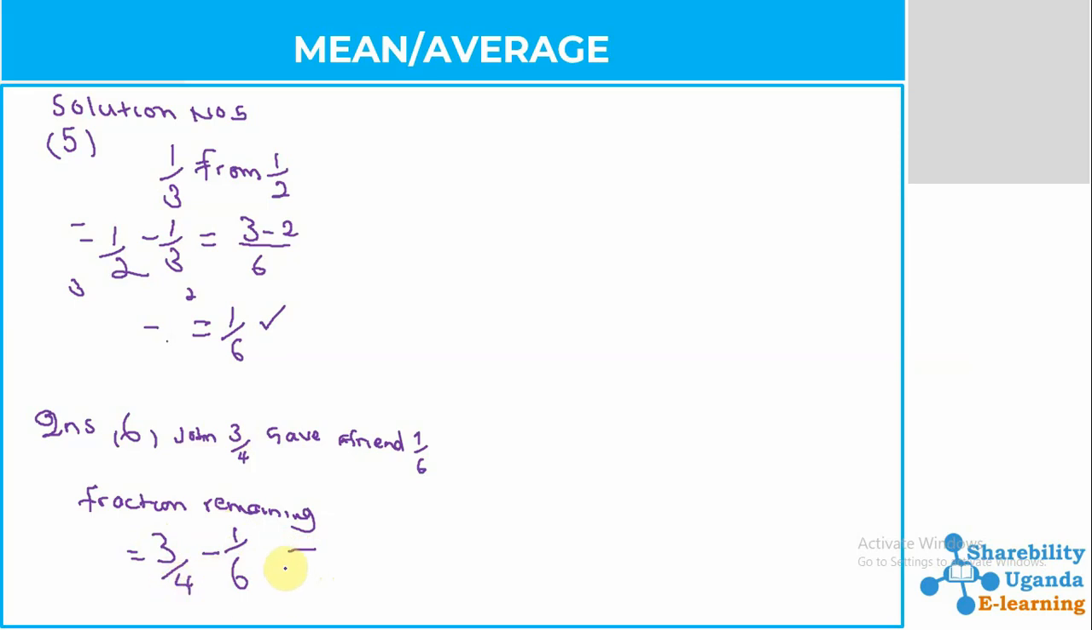We can look out for a factor that can divide both. If we have our 3 out of 4 minus 1 out of 6, which factor can divide 4 and 6? We can use any factor which can divide both. Let me say we use 12.